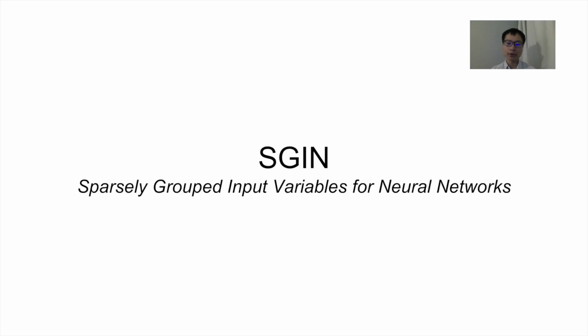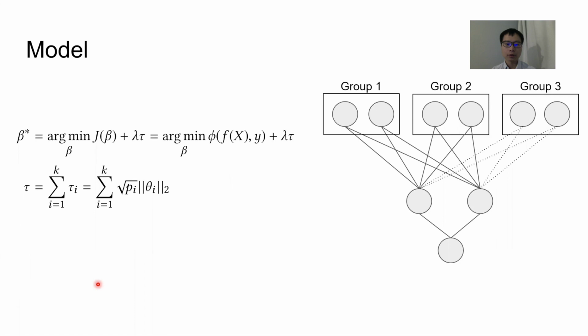So we created sparsely grouped input variables for neural networks to solve this group selection problem. We also call this method SCIN. The idea of SCIN is simple, which is to apply grouped L1 regularization to the input layer in a neural network. Suppose beta is a family of neural networks, and beta star, the optimal network we want to find, is the argmin of the original loss plus the regularization term lambda tau.